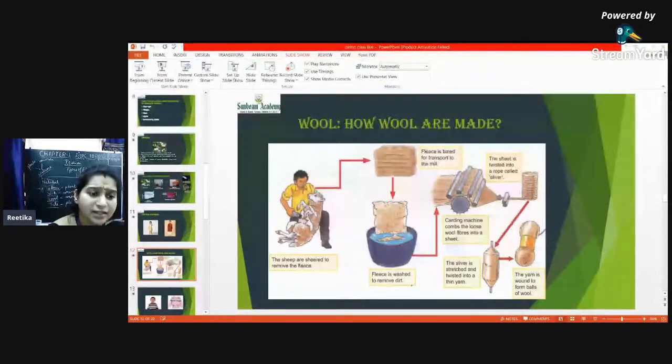Then this fleece is taken to the mill, and there it is washed, and with the help of a weaver or with the help of a machine, we comb it and make a simple yarn of it. Now that yarn is twisted in the form of balls that we purchase from the market. That is the yarn of wool. Is this clear?